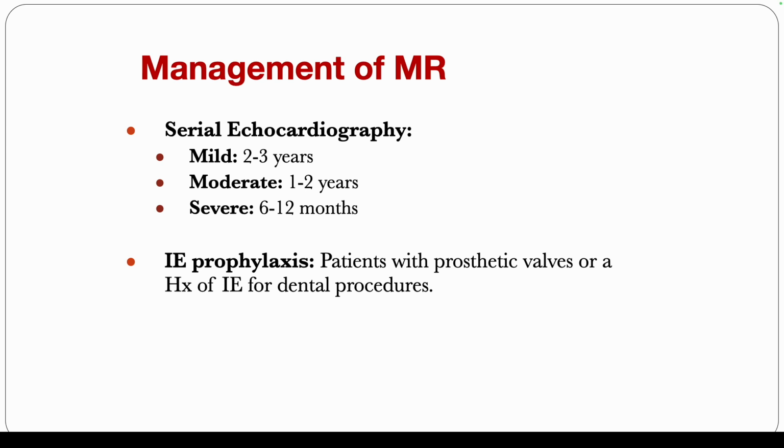So remember, in any lesion, when there is a high pressure gradient across that lesion, it's a high risk for endocarditis. For example, a VSD is high risk as compared to an ASD. AR or AS is high risk as compared to MS. Or MR is high risk as compared to MS. So when the pressure gradient is high, the risk is more.